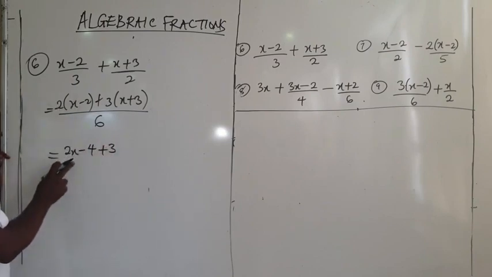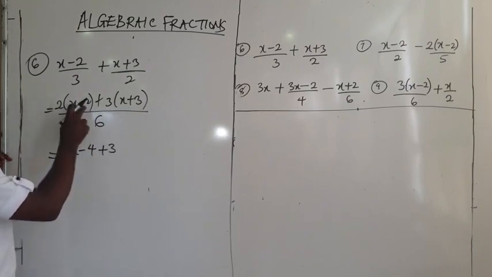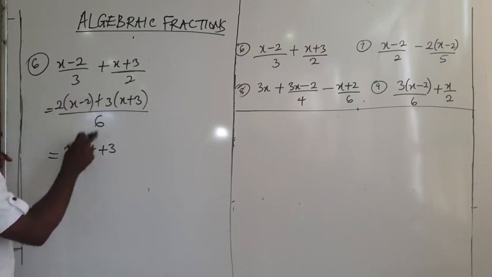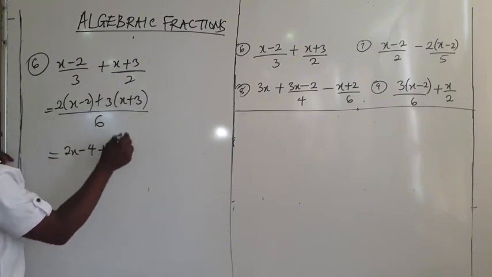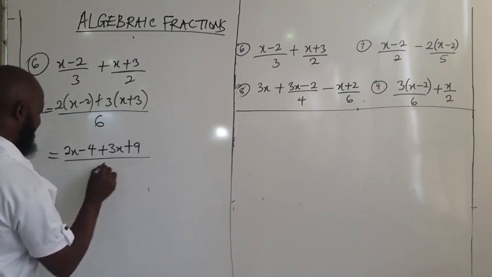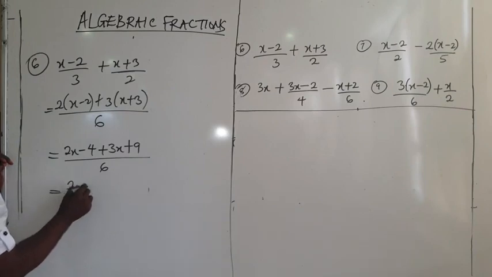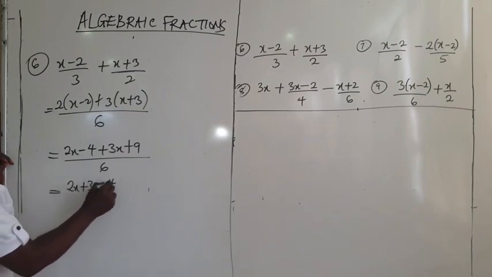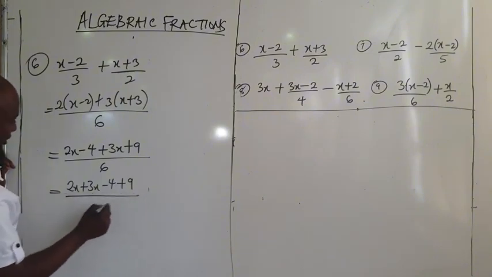That is 2 times x, 2x. 2 times minus 2, that's minus 4. Plus 3 times x, 3x. Plus 3 times plus 3, that is plus 9. Divided by what? 6. So we can then collect like terms. That is 2x plus 3x minus 4 plus 9. Divided by what? 6.